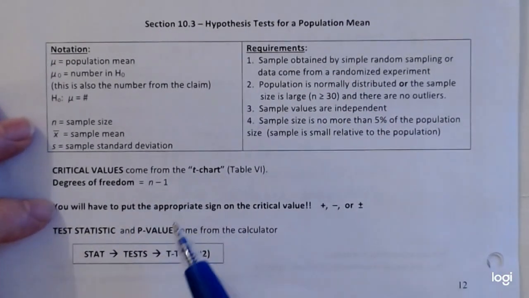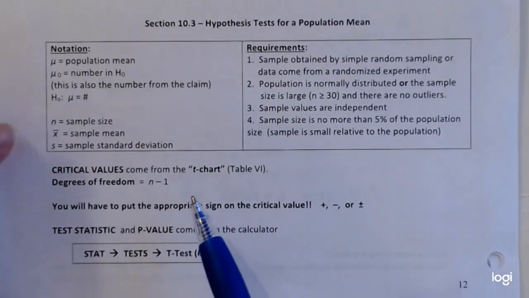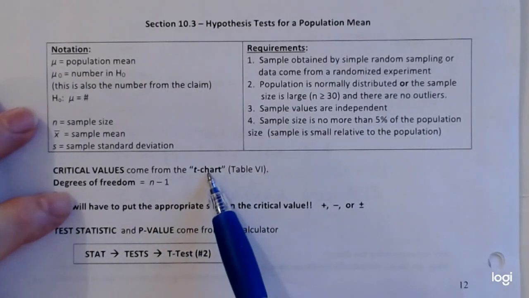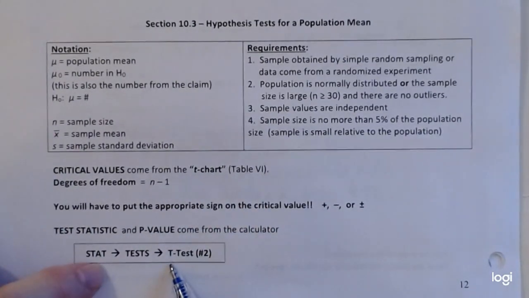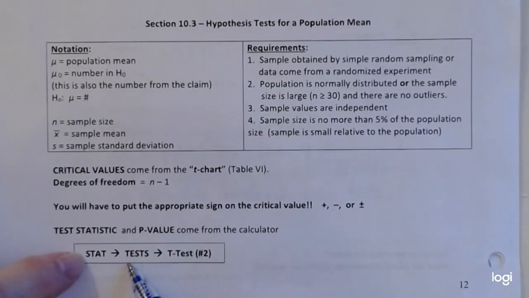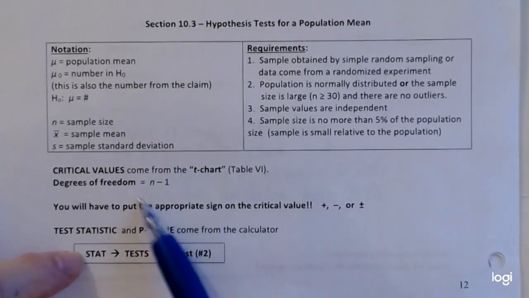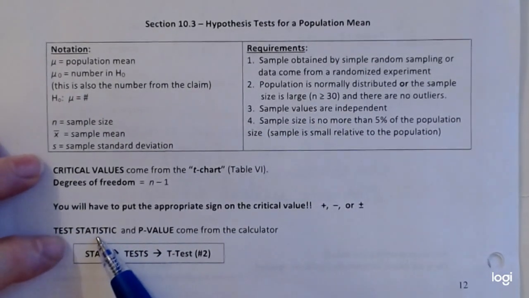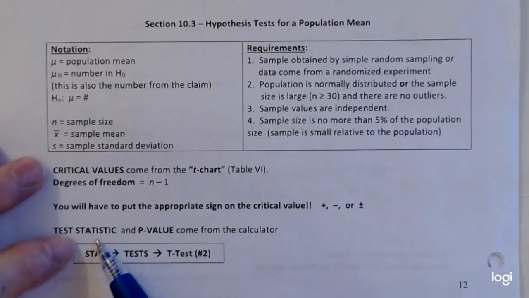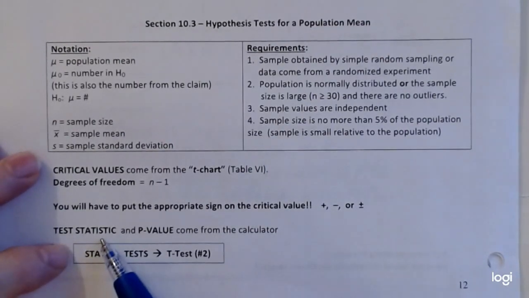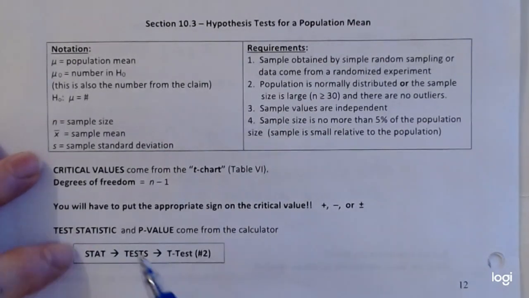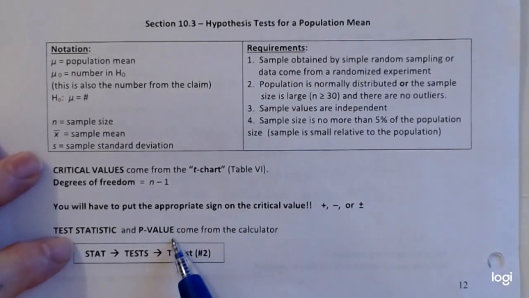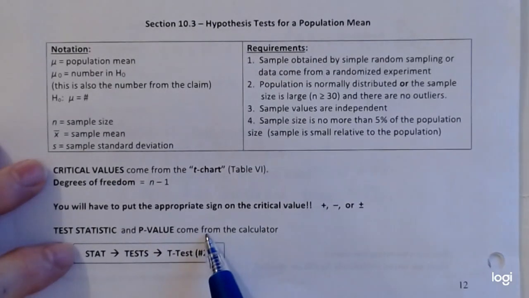The critical values come from a t-chart, which we fortunately don't have to use. And we don't have to worry about degrees of freedom, because that is necessary if you're using the chart. We're going to use the calculator, and the calculator performs this test for us without our having to use the table or anything. We're still going to find the test statistic just because the calculator gives it to us when it runs the test, so we might as well write it down in case we ever needed to do the test the other way. We're still going to do the p-value method for the test, and those will come from the calculator.